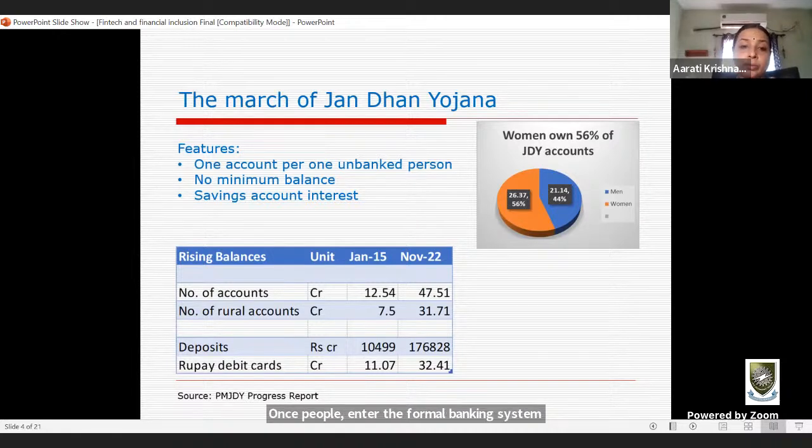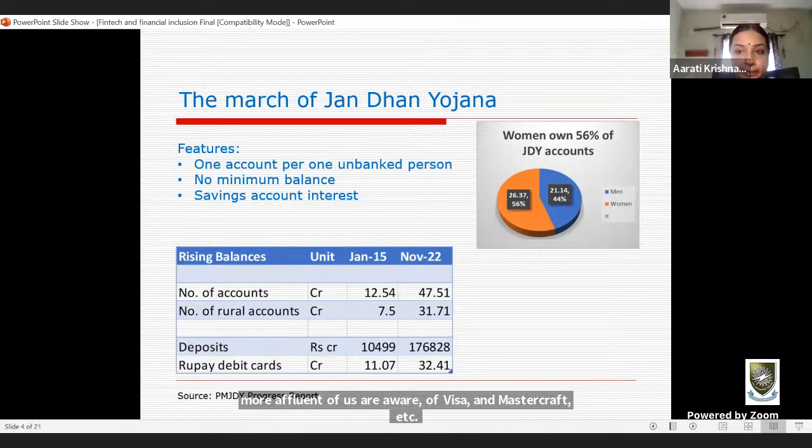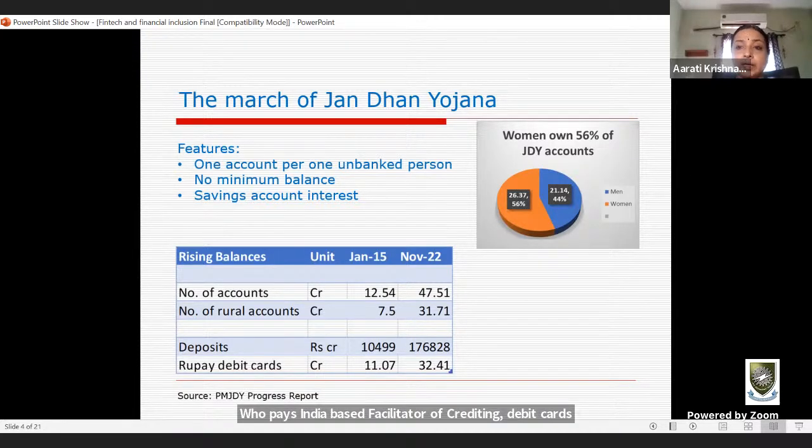Now, the other thing that has happened along with this opening of bank accounts is that people have learned to use debit cards, because along with the Jan Dhan Yojana accounts, what was facilitated was the issue of debit cards to all these customers. These were called RuPay debit cards. Now, the more affluent of us are aware of Visa and MasterCard, etc. RuPay is an India-based facilitator of credit and debit cards, which has now become a very, very large service provider to rival MasterCard and Visa in India. So today, in November, there were 32 crore RuPay debit cards in use. Once people have the RuPay debit card, the ATM network of banks becomes accessible to them and they can withdraw money from it, etc. So that has been a big empowering force along with the basic bank accounts.